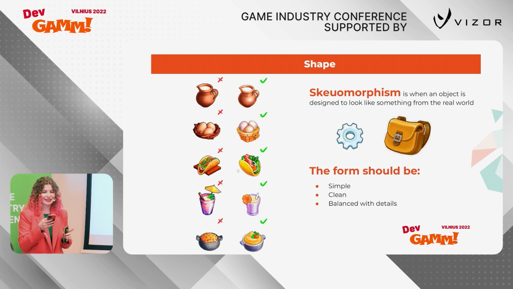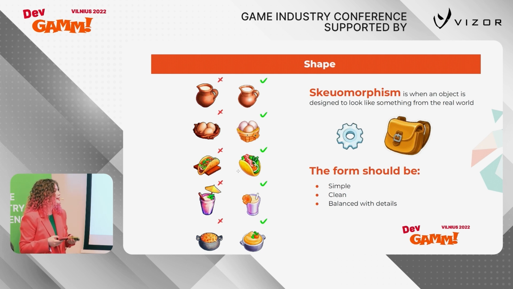Next, let's talk about elements and their shape. The main elements of the interface should be remembered by the player and be different from each other. It's also useful to use the principle of skeuomorphism. It's when an object looks like something from the real world. So our brain will quickly understand that the gear is the settings and the backpack is the inventory.